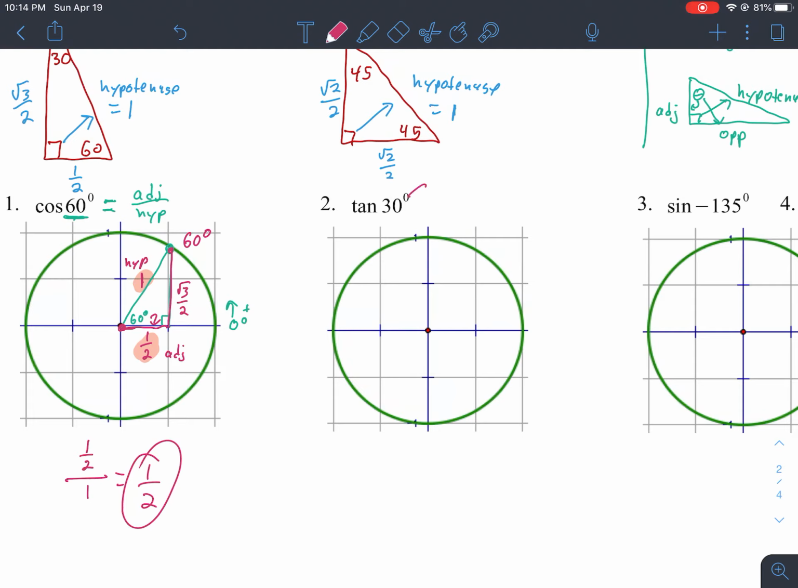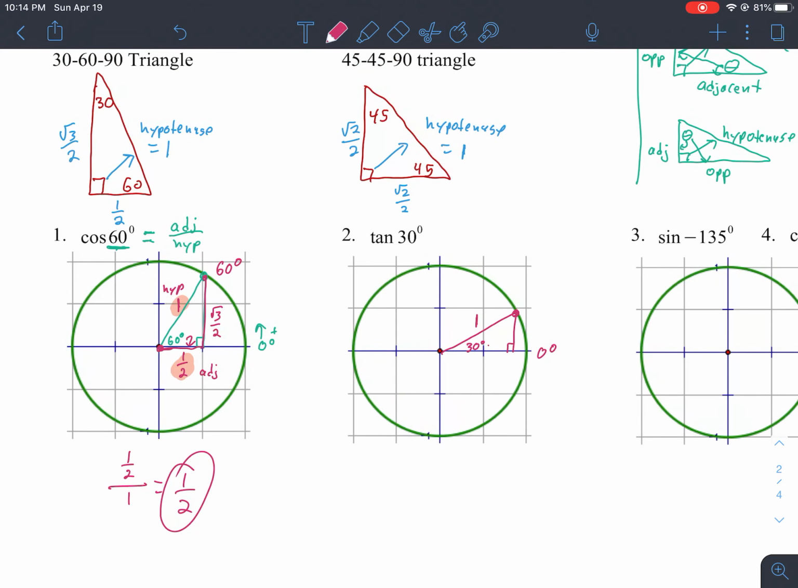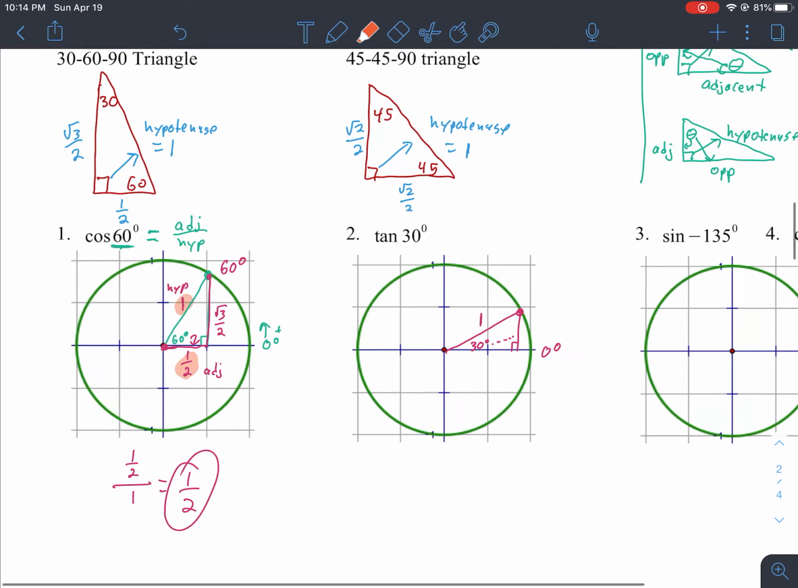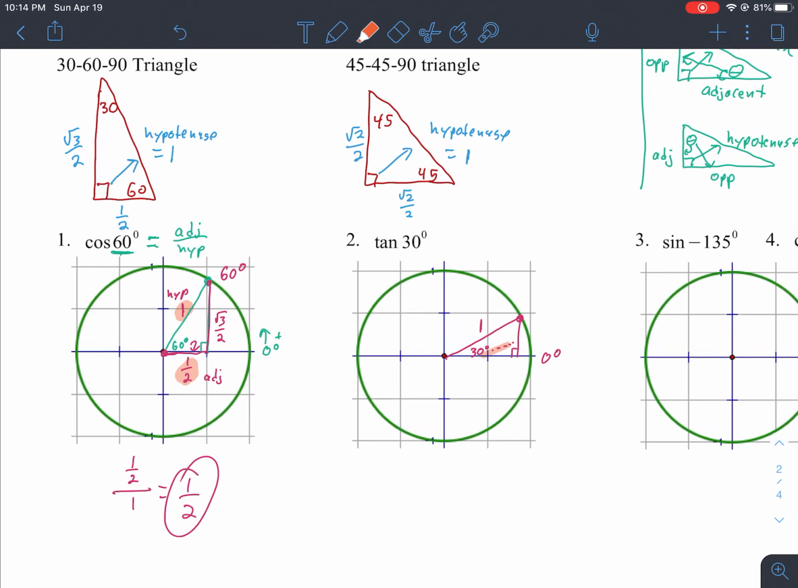Okay, so this is saying at 30 degrees, what's the tangent ratio? Well, I don't know, but I can figure it out with a sketch. Okay, so 0, 30 degrees is about there, give or take a little bit. That's 30 degrees. Now we're going to make it into a triangle by connecting it toward the x-axis. The hypotenuse is 1, always. The side opposite 30 is a half.